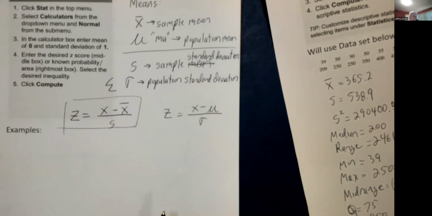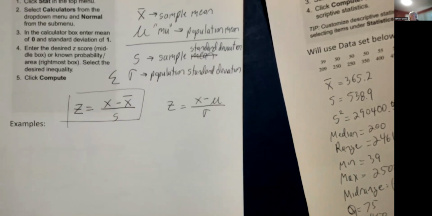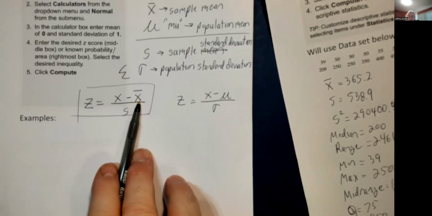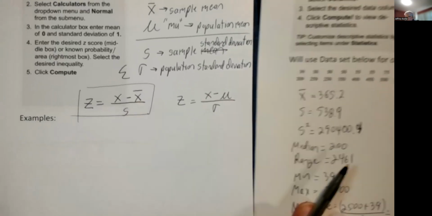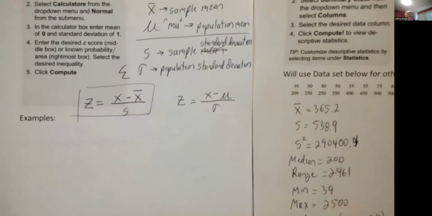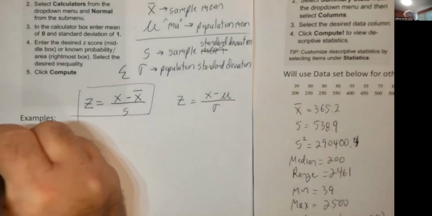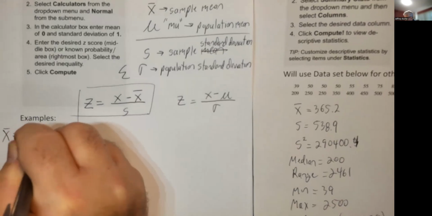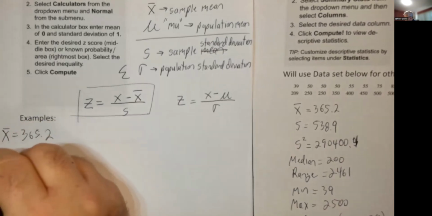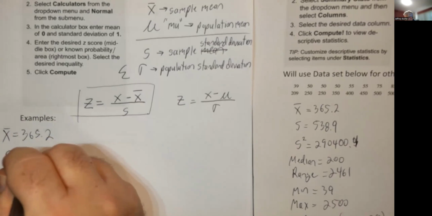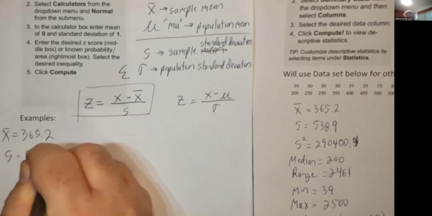So if we're going to answer a question using the data from the previous page, the data that's going to probably be helpful to know is what is the sample mean and what is the sample standard deviation. So you'll note here that we have x bar is equal to 365.2, and then we have the sample standard deviation being equal to 538.9.